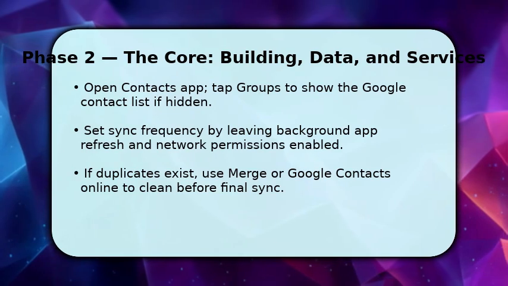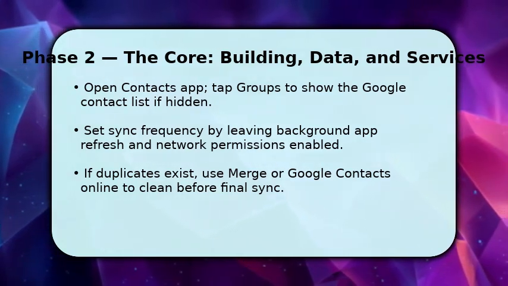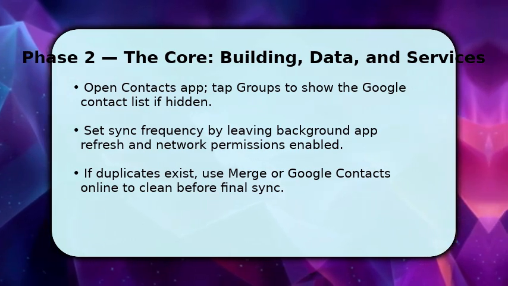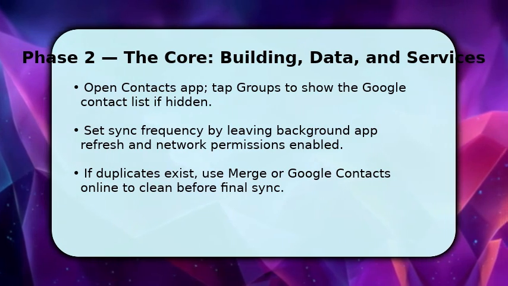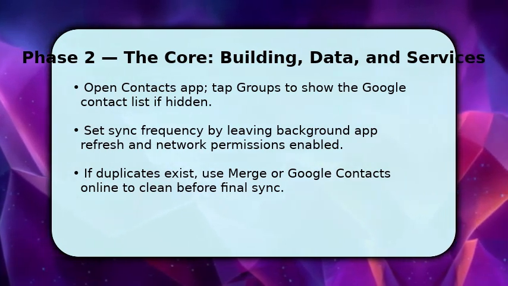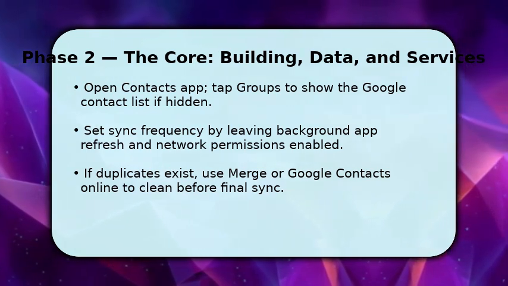You'll now manage what actually lands on the iPhone. Open Contacts and use Groups to reveal the Google set. Make sure it's checked so entries display. If some items don't appear, return to Settings, Contacts, Accounts, and verify Contacts is toggled on for Google, then force close and reopen Contacts to refresh.